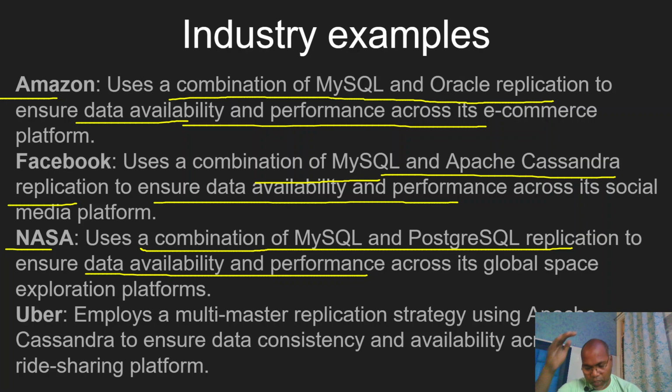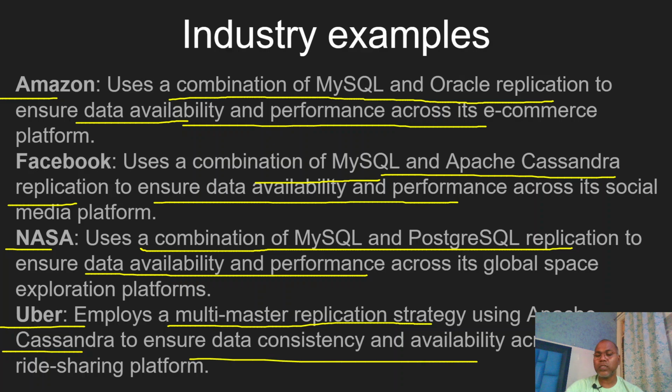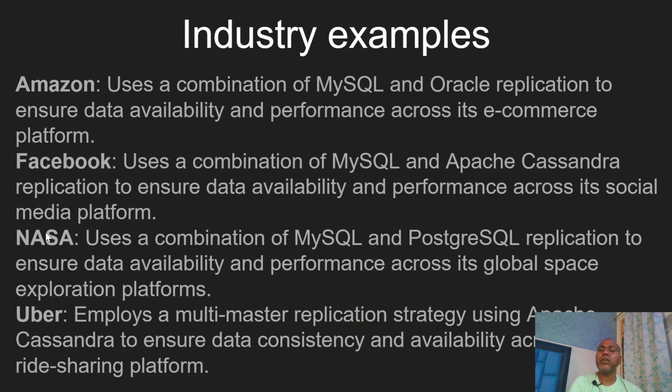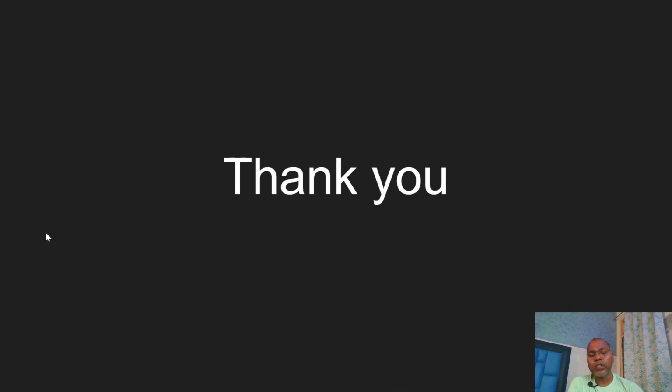Similarly, it's a huge list. You can talk about Uber, which uses a multi-master replication strategy with Apache Cassandra to ensure data consistency and availability across its global ride-sharing platform. So you can say all these database scaling and database replication strategies are used by all the big players.